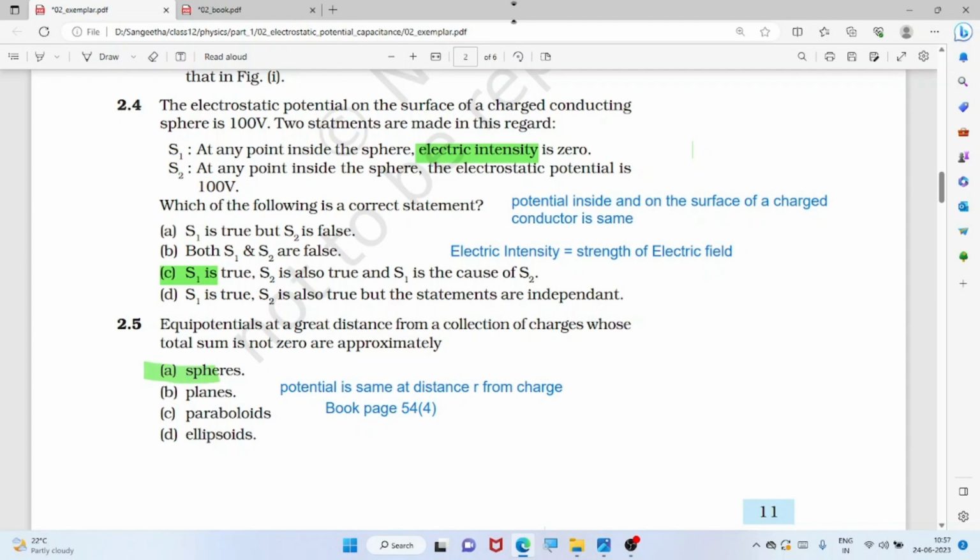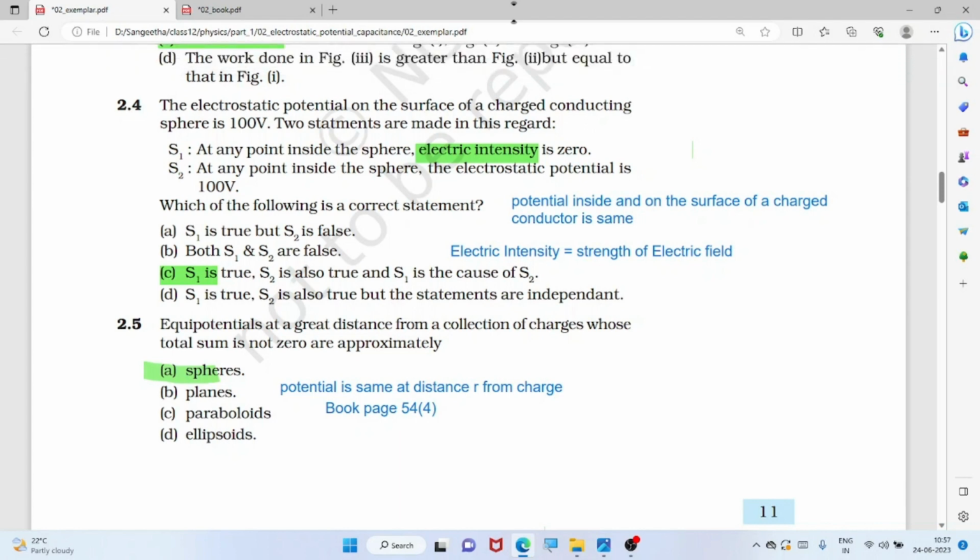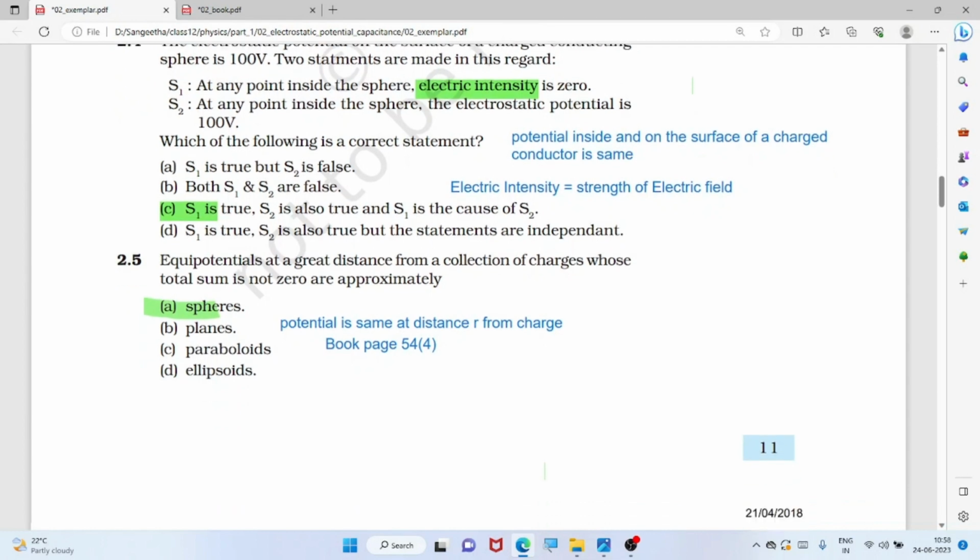Okay, potential inside and on the surface of a charged conductor is the same. Equipotential. And the electric field, the strength of the electric field, is 0 because the electric field inside the conductor is 0.